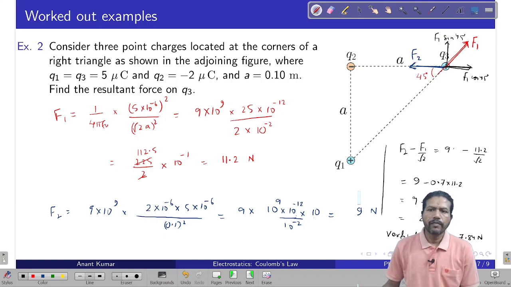As a result, if I square and add them up, I get the resultant force. Fine, that I just leave it to you to finish up. This was a couple of examples of how to apply Coulomb's law. We shall be looking at some more examples during the live sessions.